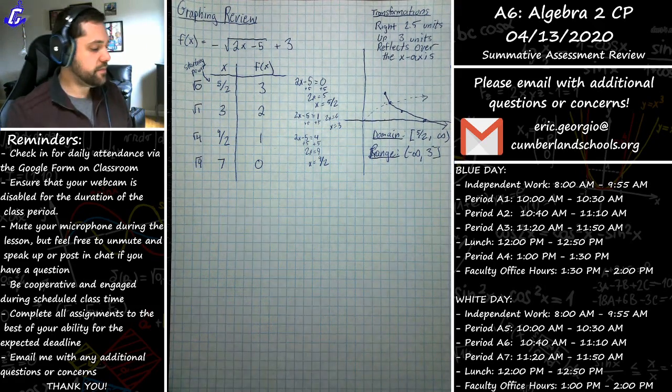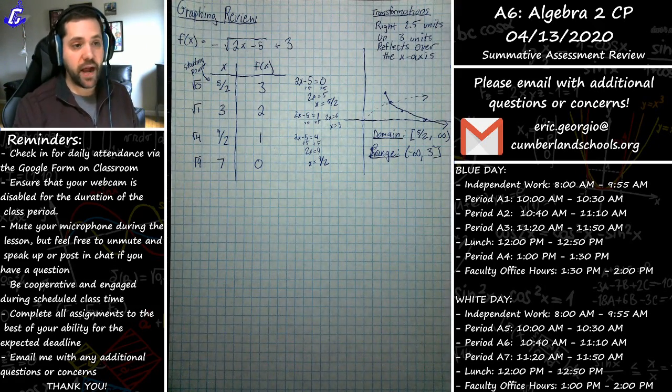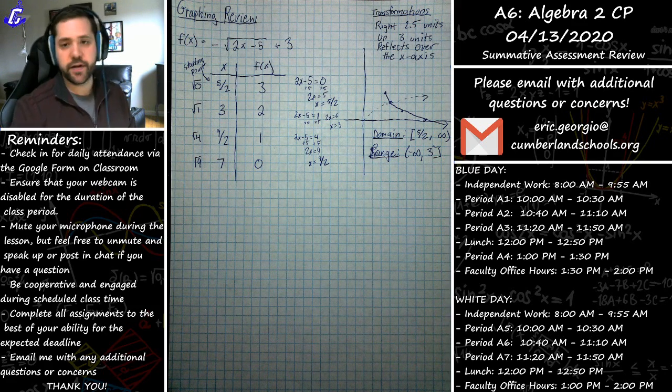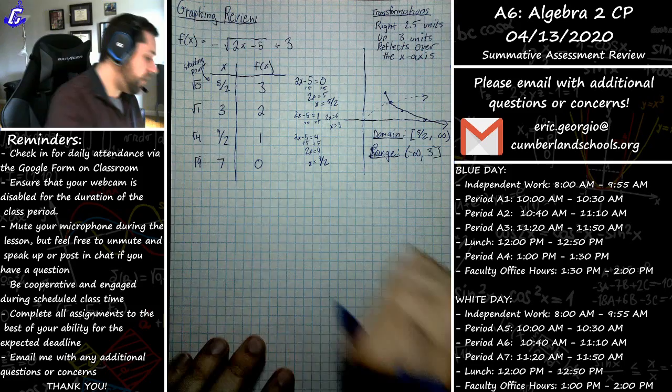Okay. Cool. So that would now be a complete graph with information for a square root function like that. No questions, comments, concerns about that? Alrighty. Let's transition to another graphing example.